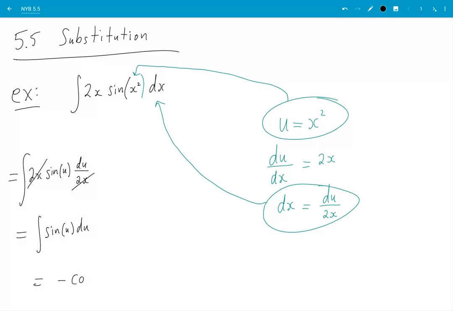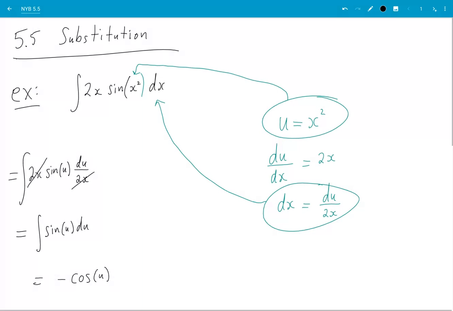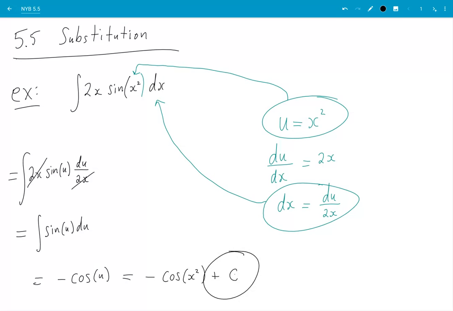In fact, I just used my memorized formula to get minus cos u. The original integral was given in terms of x, so my final answer should be given in terms of x. Like so. You'll notice that I have reverse chain rule. This plus c, it's okay to just throw it in your last step. You don't have to do it here when you first find your indefinite integral.